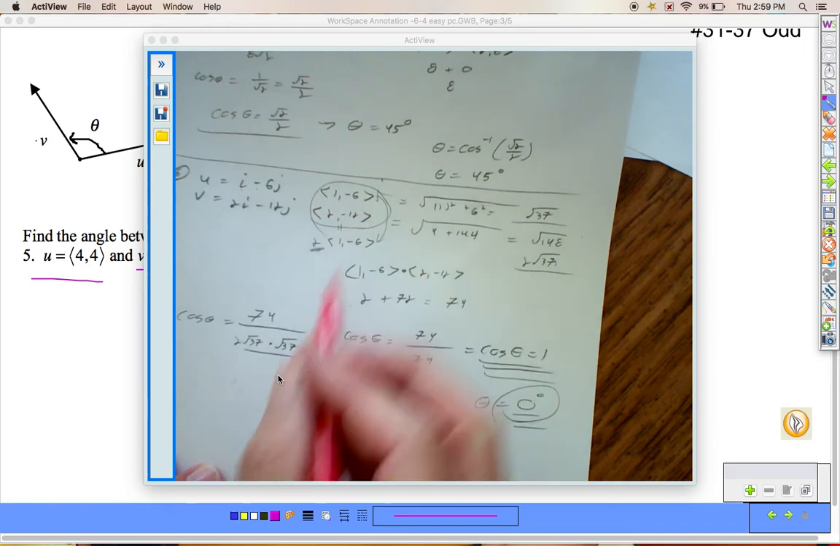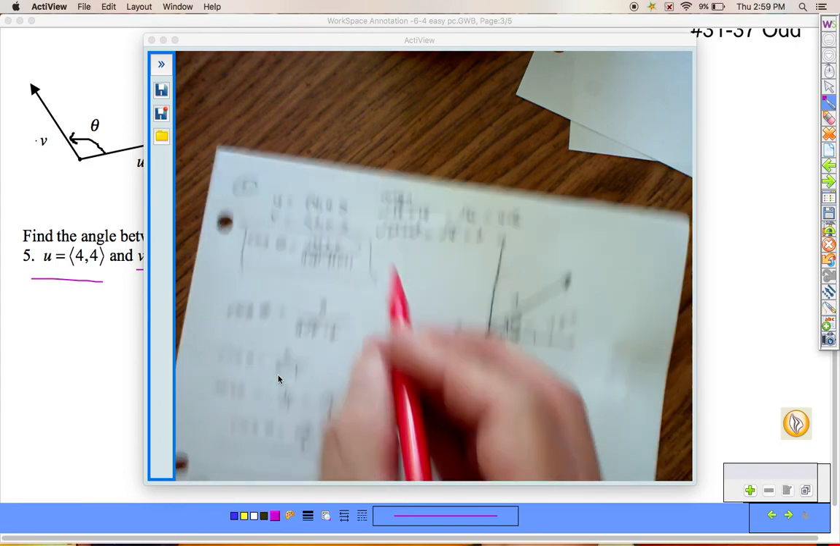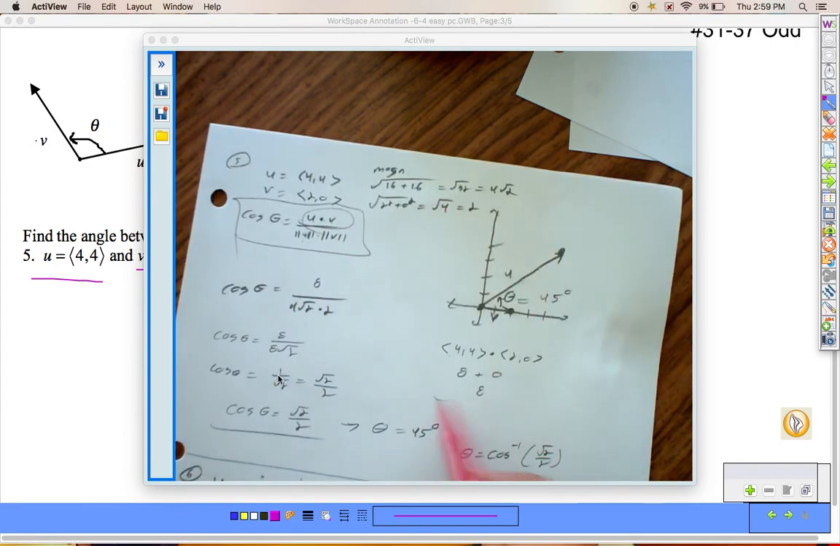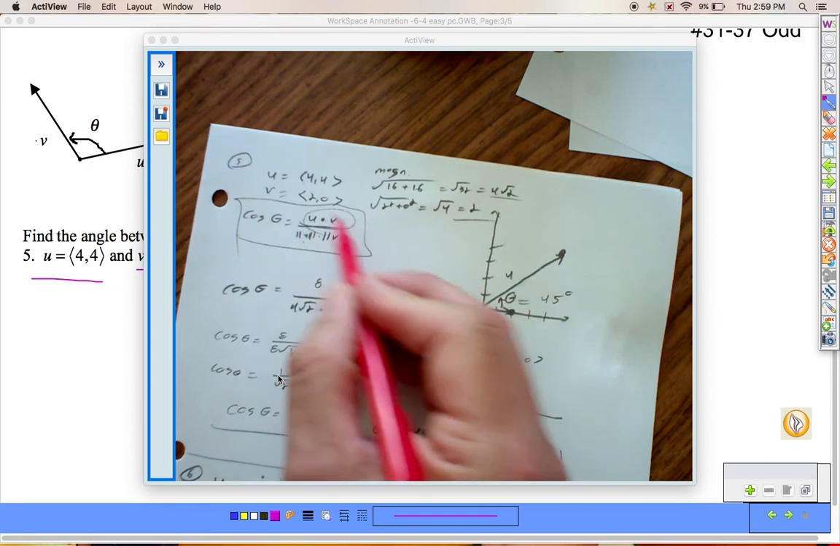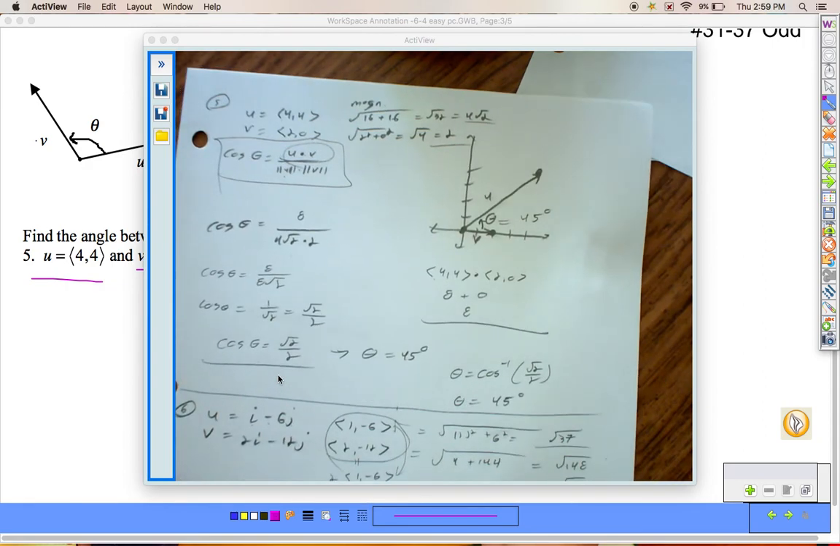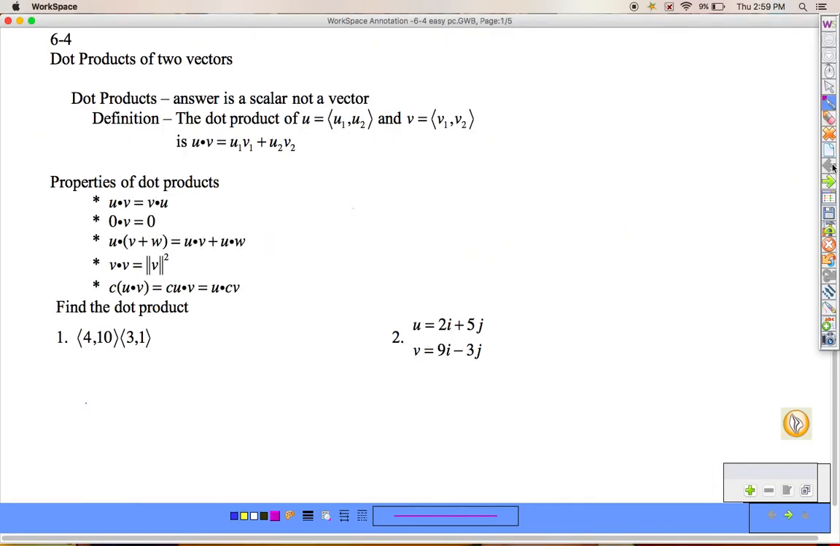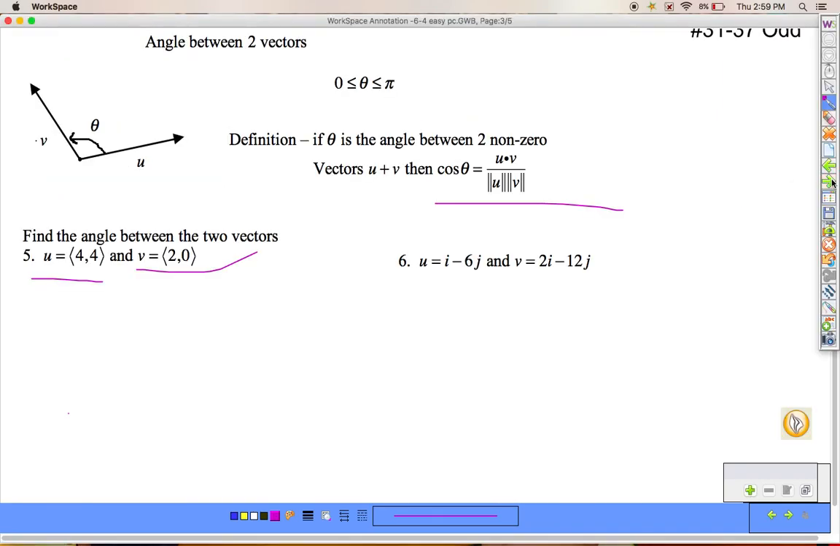All right, so it comes down to the formula. If we have this formula, we know how to do the dot product. We know how to find our magnitude. We just plug it in and chug through the problem. All right, so for this lesson, what we've learned is the dot product, which is an operation like multiplication, division, addition, subtraction. And then we found the angle between two vectors.